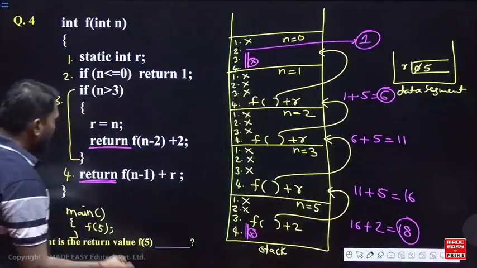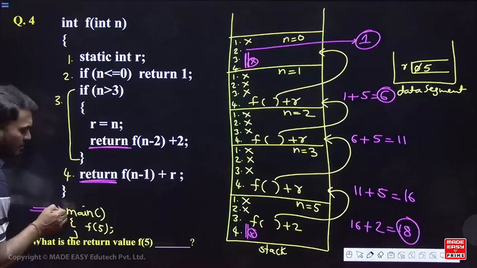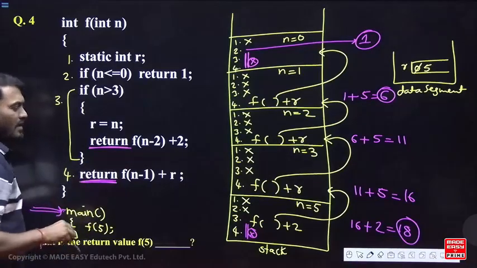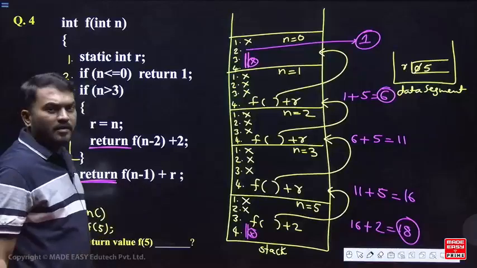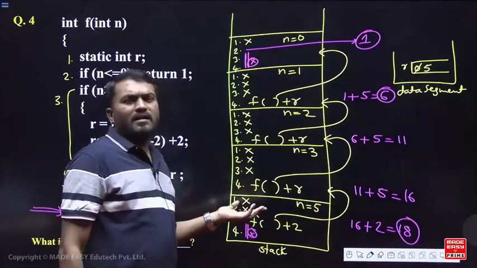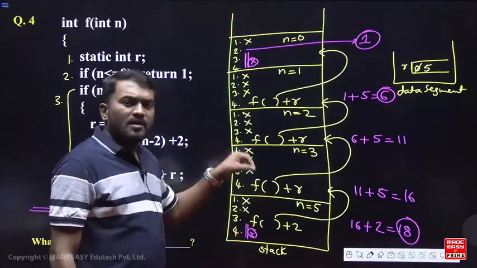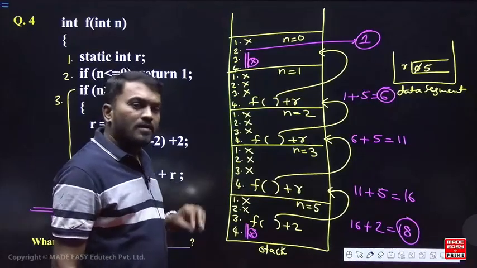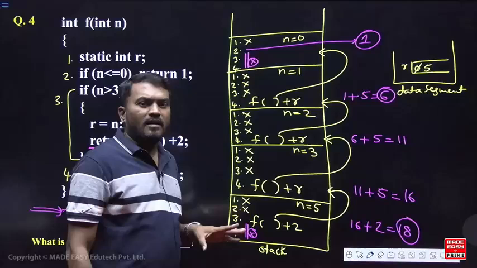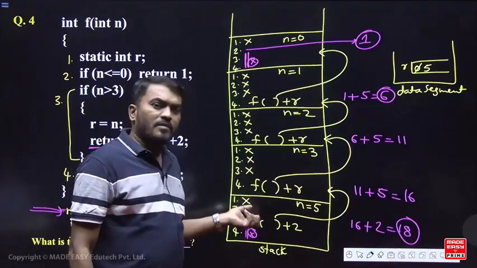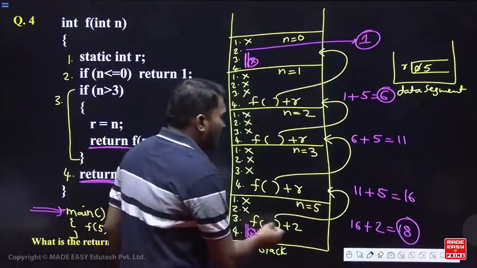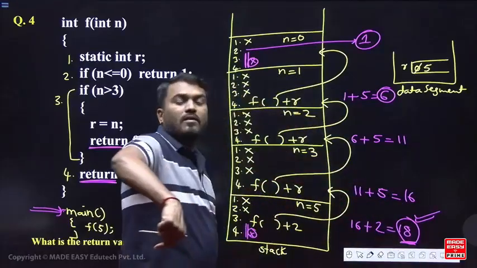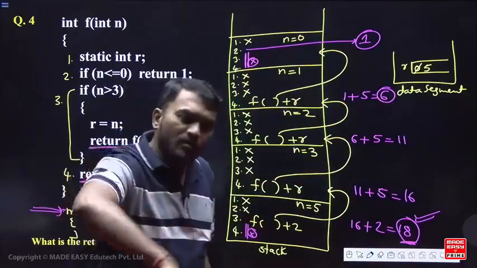So this 18 will be returned to what? The main function. Look here: first, always the main function is pushed into the stack. I am not pushing the main function because everybody will understand. The actual execution I already told in the first class. So remember, what is this return value? 18. That 18 will be returned to the actual calling function, which is main.